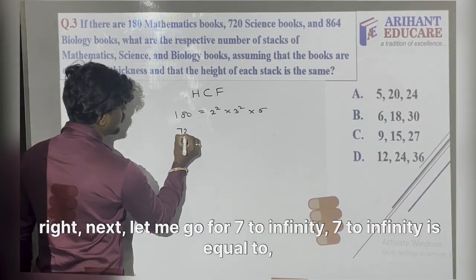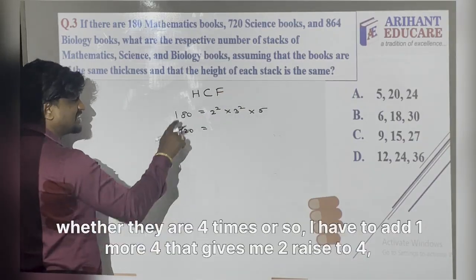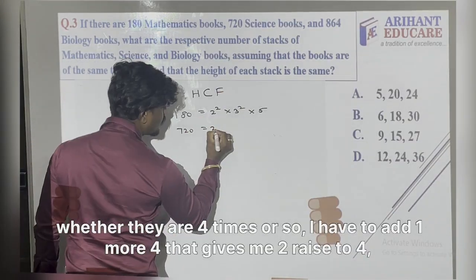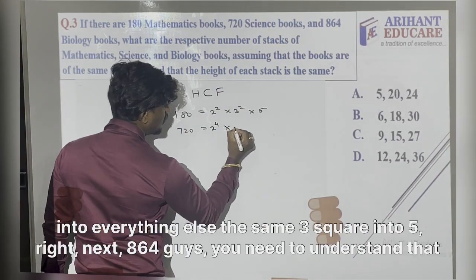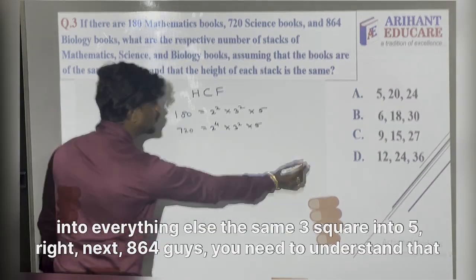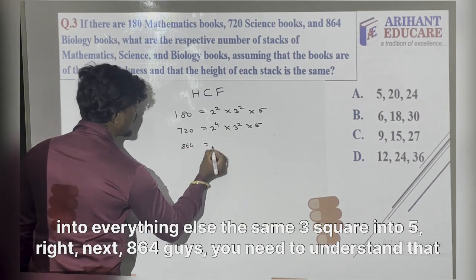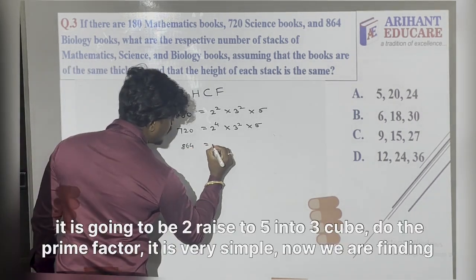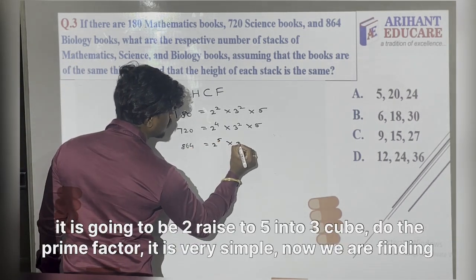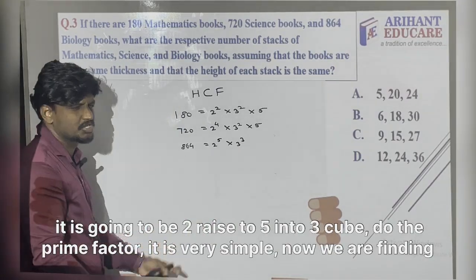Next, let me go for 720. 720 is 4 times 180, so I'll have to add two more 2s. That gives me 2 raised to 4 into everything else the same, 3 square into 5, right? Next, 864, guys. You need to understand that it is going to be 2 raised to 5 into 3 cube. Do the prime factorization. It's very simple.